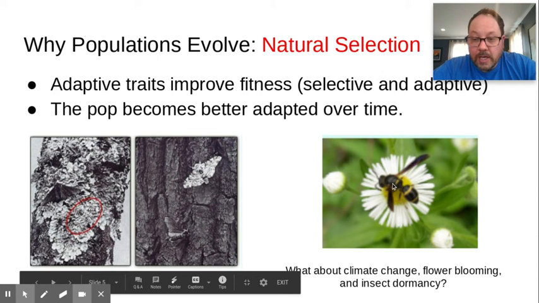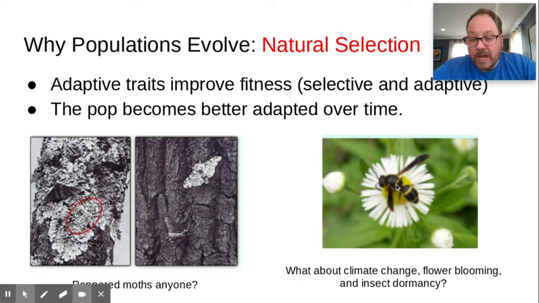Here, looking at the timing for insects breaking their dormancy and flowers blooming is also in flux. Spring is occurring earlier and earlier due to climate change. And so there may be a break in the synchronicity between when flowers bloom and when insects break their dormancy. So that could influence both insect and flower populations because they need one another.